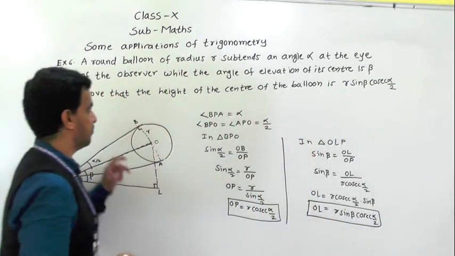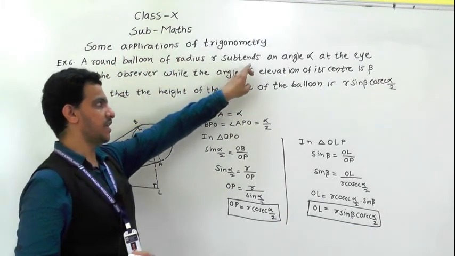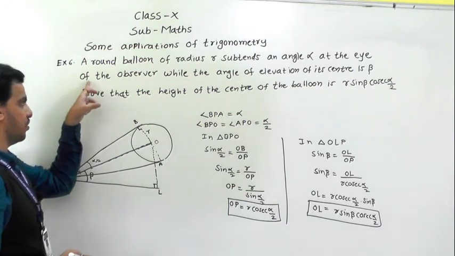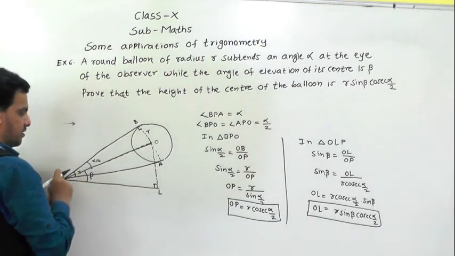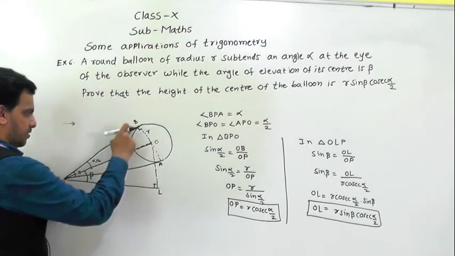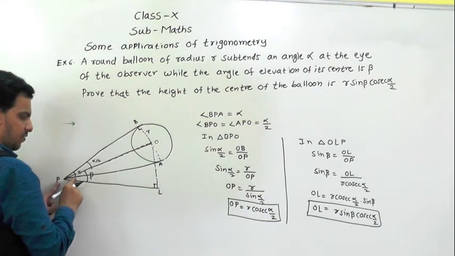Okay, so here first, what is given? A round balloon of radius R subtends an angle alpha at the eye of the observer. Okay, means angle between these two tangents, that is PA and PB, these two are tangents, and angle between these two tangents is given alpha.